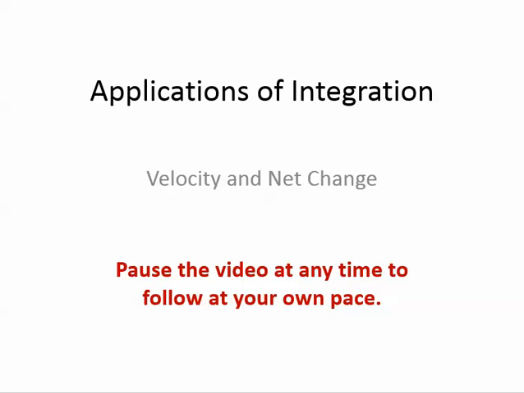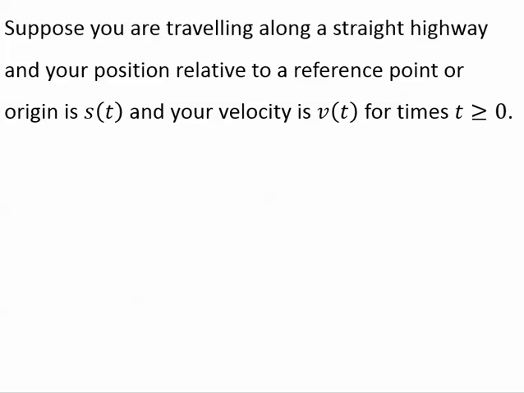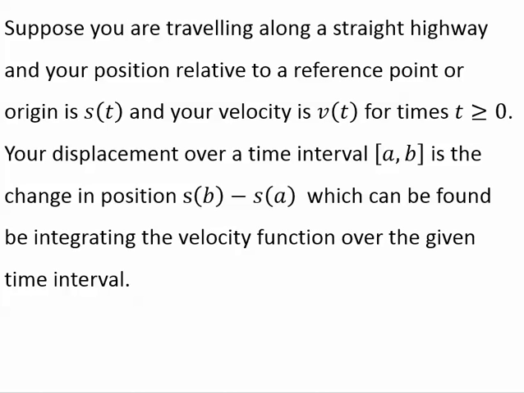Applications of integration, velocity, and net change. Suppose you are traveling along a straight highway and your position relative to a reference point or origin is s of t. And suppose your velocity is v of t, and t is greater than or equal to 0. Then your displacement over a time interval from A to B is the change in position s of B minus s of A. And this can be found by integrating the velocity function over the given time interval.